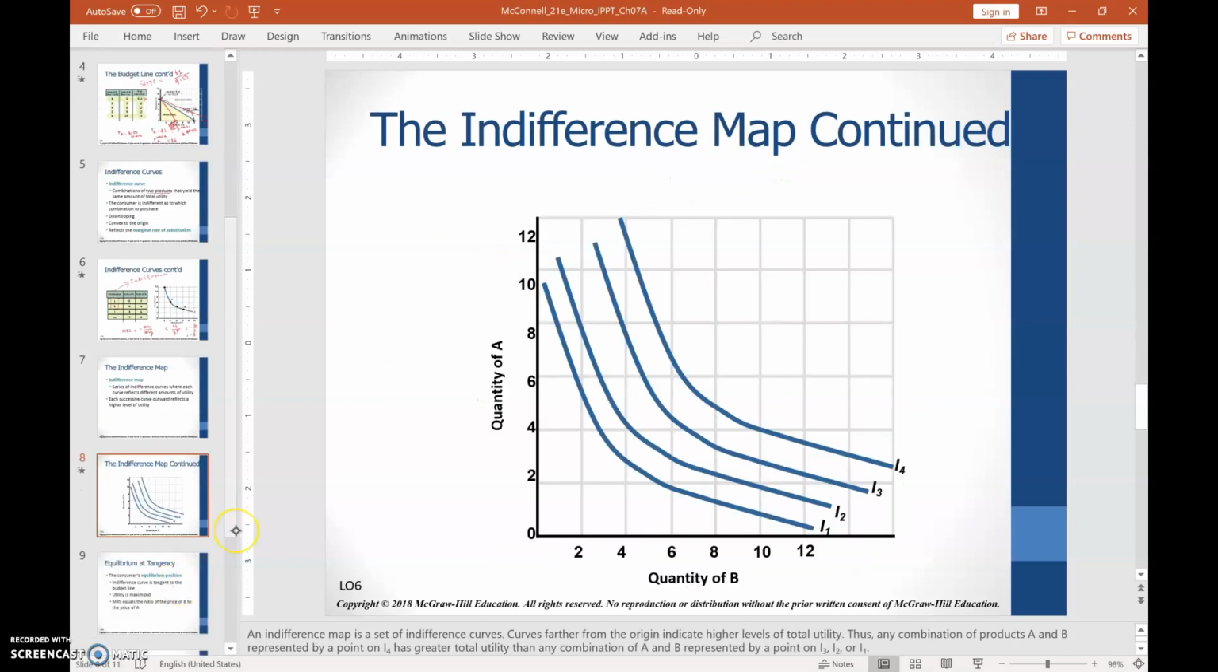Now let's look at this indifference map. Here we have a combination of indifference curves, and I4 is preferred to I3, I3 is preferred to I2, I2 is preferred to I1. That means the highest indifference curve is the most preferred because it gives the consumer the highest utility. Okay.